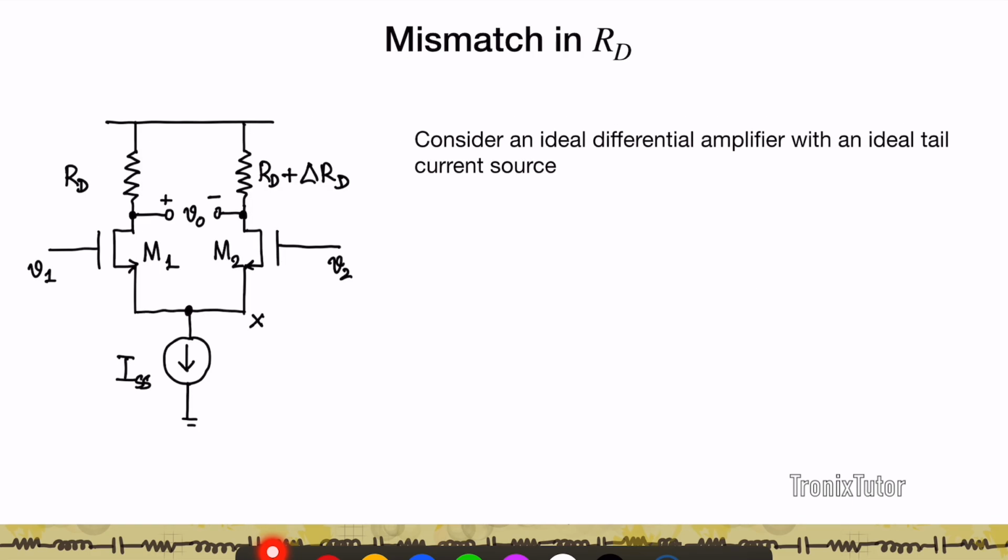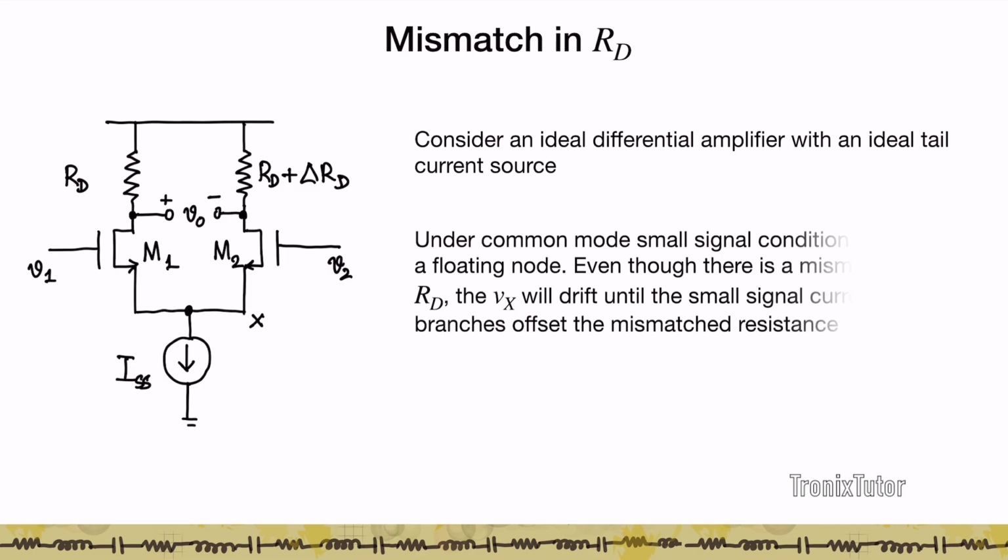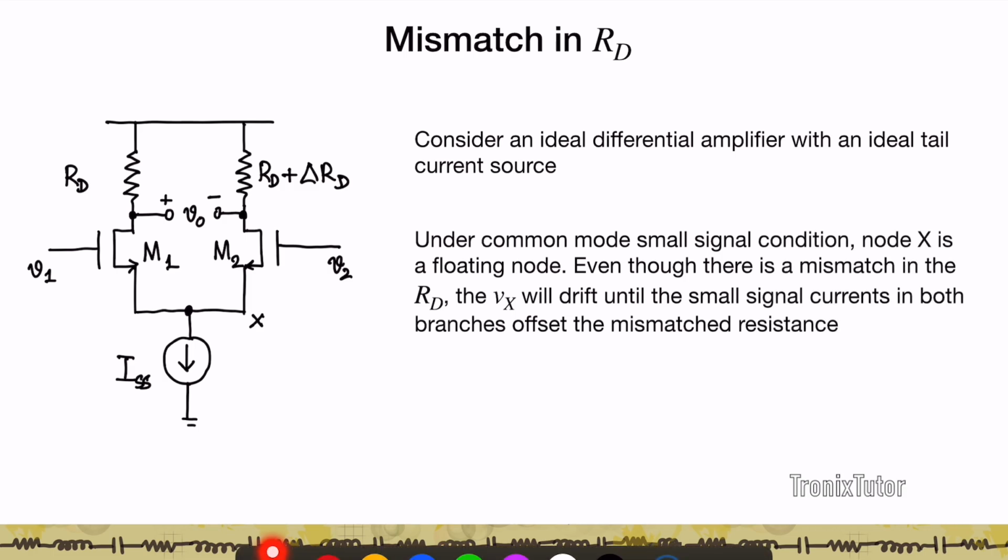The first way we look at mismatch is let's assume that we consider this ideal differential amplifier. So again, the inputs are V1 and V2. M1, M2 form the differential pair. ISS is the tail current. The difference in the circuit here is that the two load resistors are not equal. One arm has a load resistance of RD, the other arm has a slightly different load resistance of, say, RD plus delta RD.